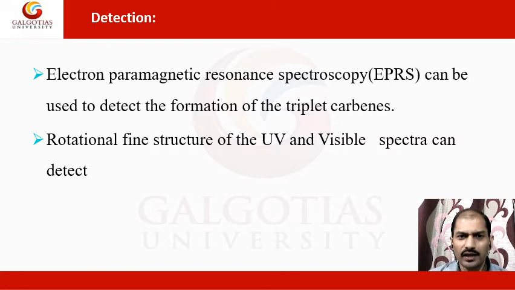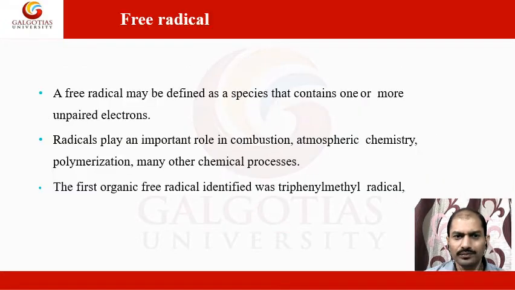Detection, as we said, is by electron paramagnetic resonance spectroscopy, which is generally known as electron spin resonance spectroscopy. UV visible spectroscopy is also very helpful. So these are some of the important techniques by which you can detect the carbenes. Now another topic which is also very important is the free radical.